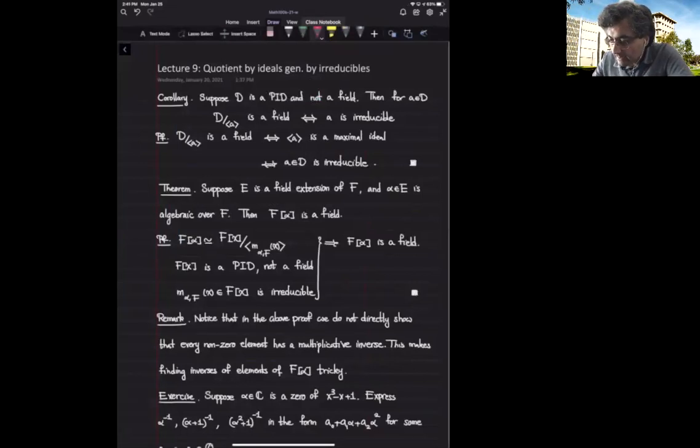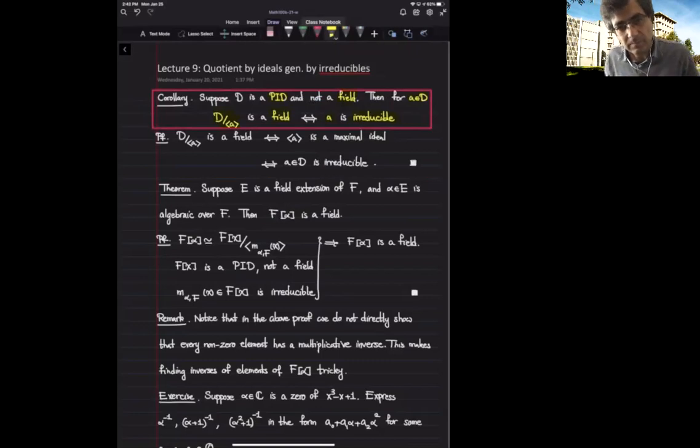So we can combine them and get the next result, which tells me that in a PID, if I tell you that D is a PID and it's not a field, then a quotient by a principal ideal, I give you an element. This quotient is a field precisely when this element is irreducible. This is a very nice statement that gives you a condition on a quotient ring to be a field and an element to be irreducible. So this quotient is a field precisely when this ideal is maximal.